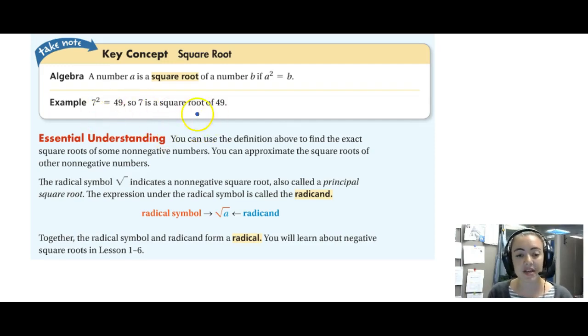So this example I give you is that since 7 squared, or 7 times 7, is 49, 7 is the square root of 49. We used one in our last video where we did 5 squared to get to 25. That would mean 5 is the square root of 25.